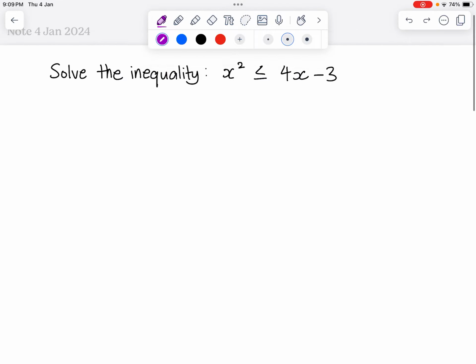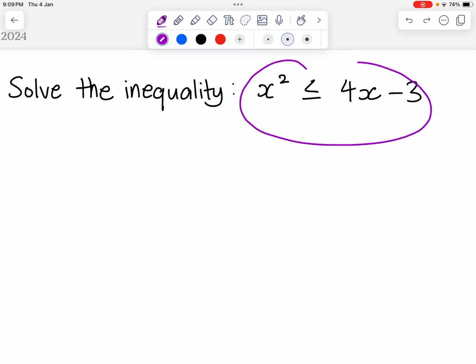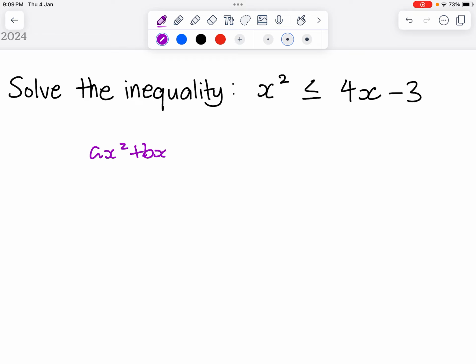Everyone, welcome back. Today we're going to learn how to solve quadratic inequalities. So here we have an inequality, and let's pause for a moment and notice how this looks. If you just look at it, it seems familiar, right? It looks like the quadratic equation in standard form, ax squared plus bx plus c. It looks something like this, right?